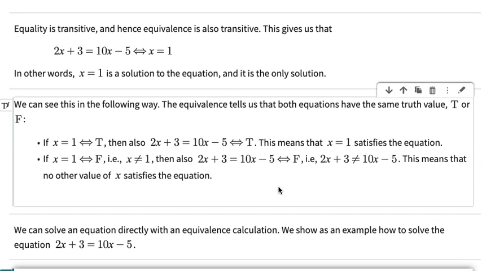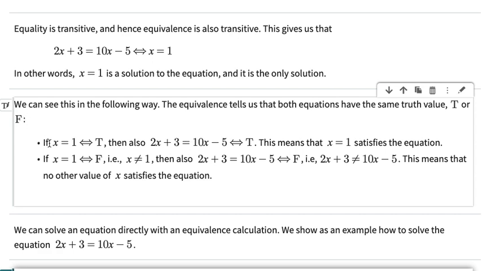This follows from equivalence being transitive. In other words, x equals 1 is a solution to the equation, and it is the only solution. We can see this, the fact that it is a solution and the only solution, by analyzing the equivalence. So the equivalence tells us that both equations, 2x plus 3 equals 10x minus 5 on the left hand side, and x equals 1, both have the same truth value.